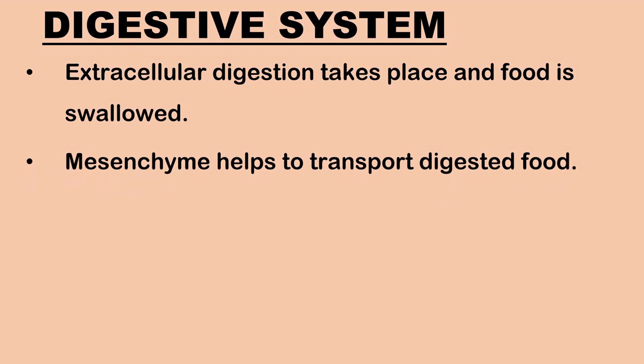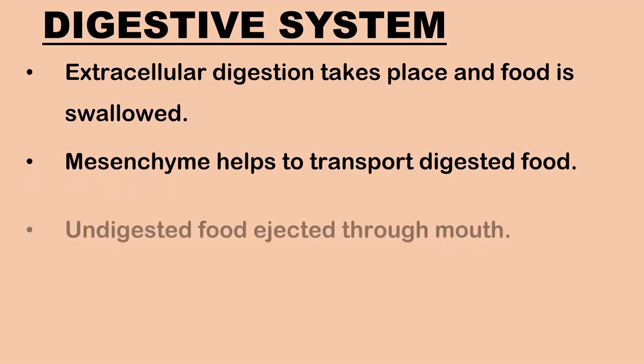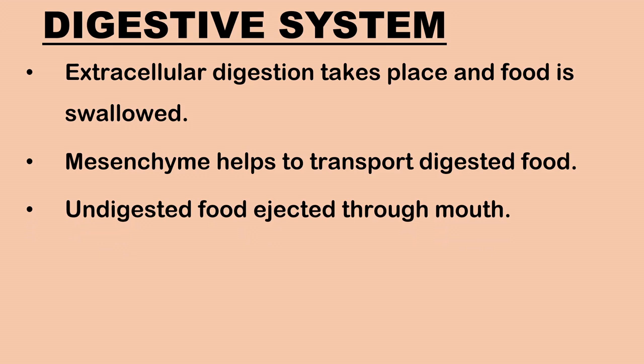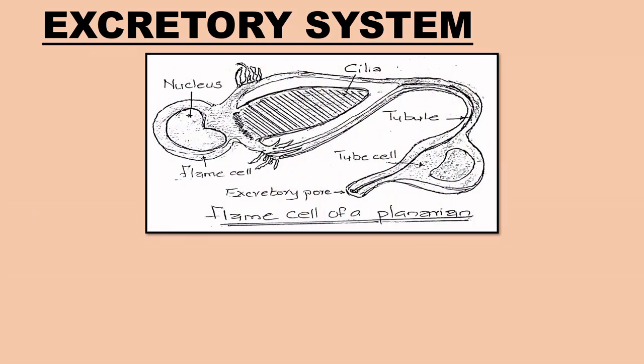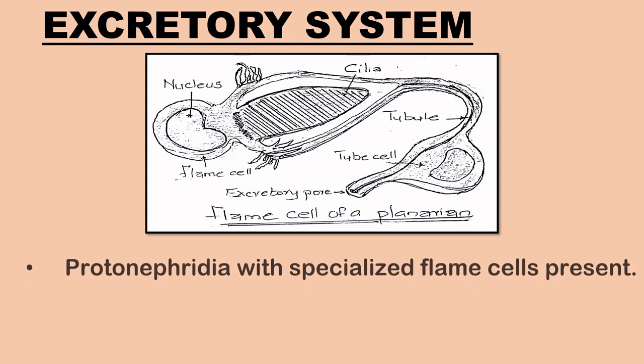Mesenchyme helps to transport digested food. Undigested food is ejected through the mouth. Next, let us study about the excretory system of Planaria.